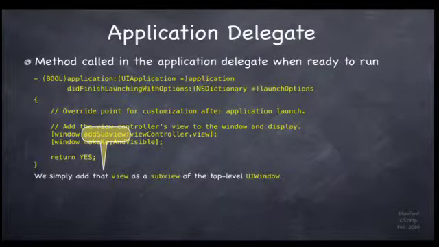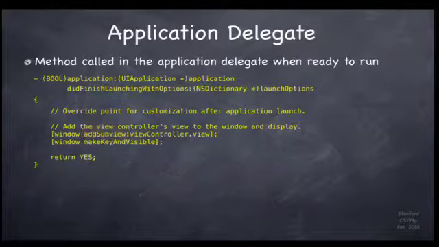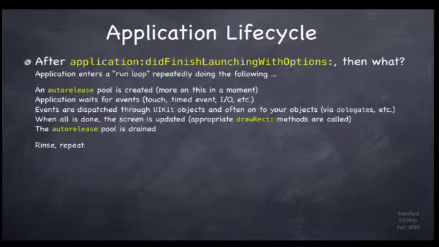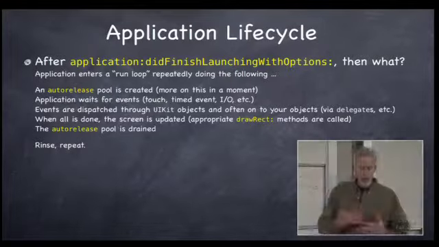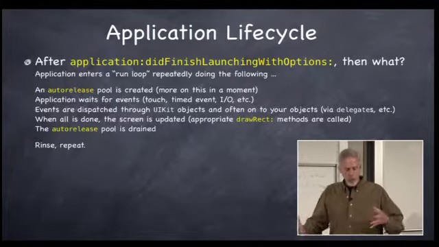All right, and we just call addSubview, which we talked about last time, on the window, to get that thing added to the view hierarchy. So after application:didFinishLaunchingWithOptions: gets called, and you set all that up, and you make the window visible, then what happens?